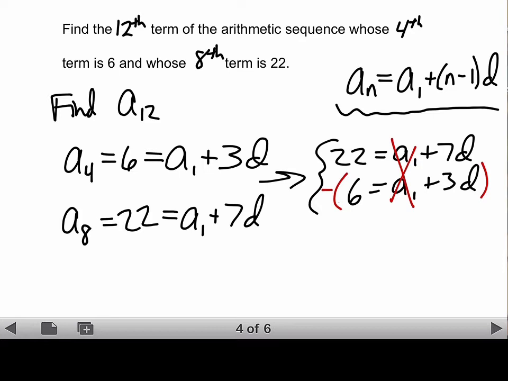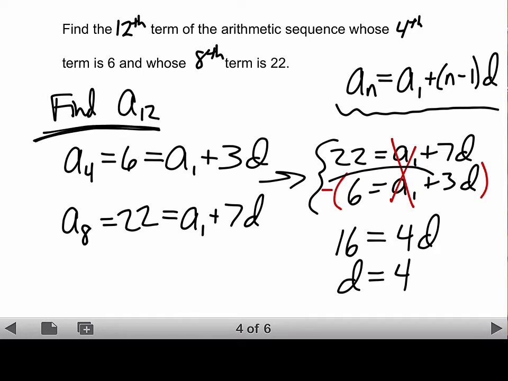The result of this subtraction would be 22 minus 6 is 16. That's equal to, a sub 1's are gone, 7d minus 3d, don't forget we're distributing that negative, is 4d. This tells me that the common difference is equal to 4. That's a lot to know. But let's look at what we need to find out. We need to find a sub 12, right?